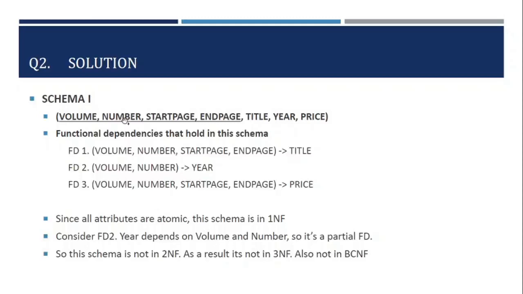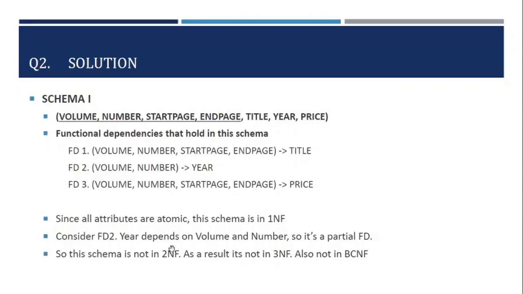So, this schema is not in second normal form. Now, by definition, if a schema is not in second normal form, it will also not be in third normal form, and as a result, it will not be in BCNF. So, the strongest or the highest normal form obtained by the schema is only 1NF.